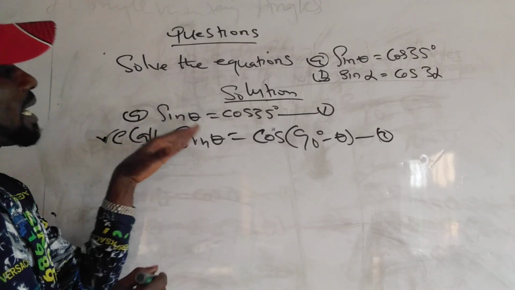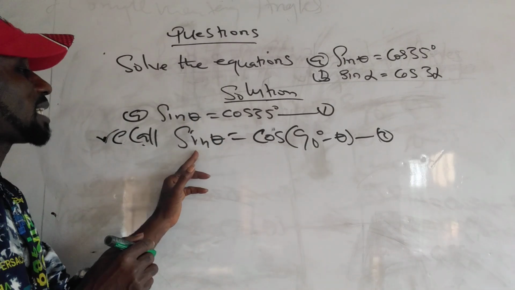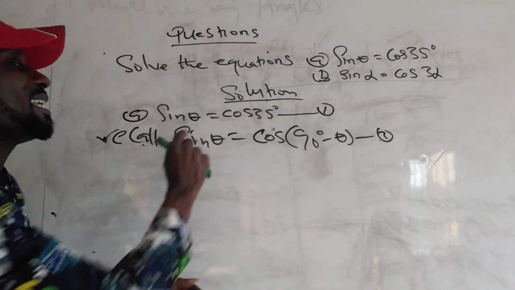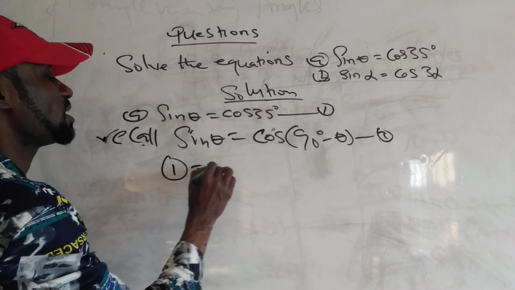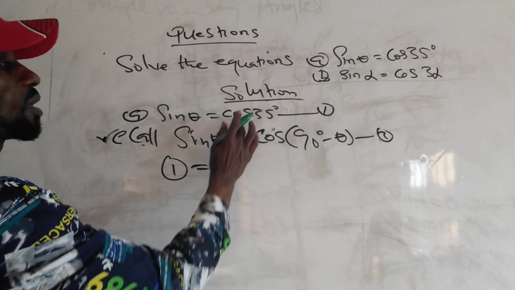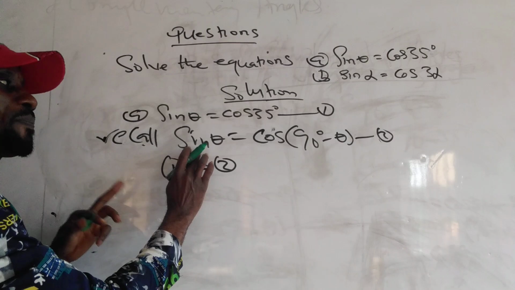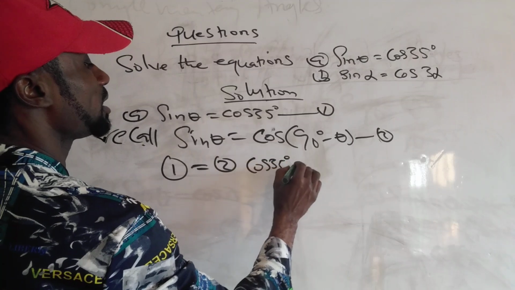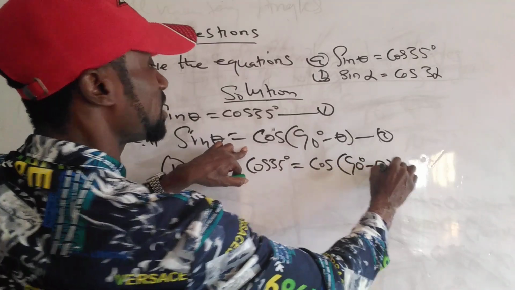Now, looking at equations 1 and 2, sine theta in equation 1 and sine theta in equation 2 are the common terms in both equations. So that means you can easily equate equations 1 and 2. Or if you don't want to talk much, you can say equation 1 is equal to equation 2. This mathematical term we understand. Now pick cos 35 degrees in equation 1, which is the same thing as sine theta, and replace sine theta in equation 2. If you do that, you have cos 35 degrees is equal to cos of 90 degrees minus theta.